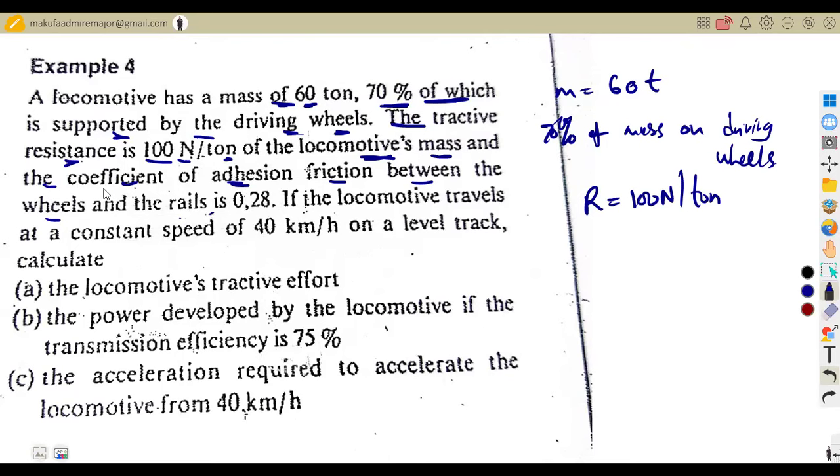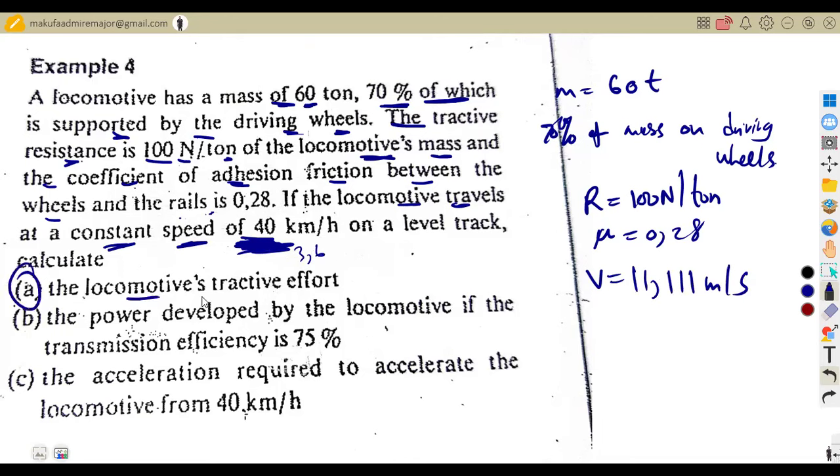All right. Mass and coefficient. This is the coefficient of friction. Then the locomotive travels at a constant speed. It is traveling at a constant speed, so you just take it as your V, just V velocity. There is no U. So V at 40 kilometers per hour divided by 3.6. Remember, that'll be 11.111 meters per second.